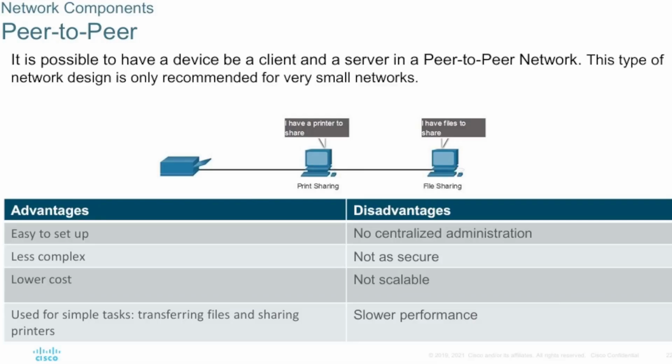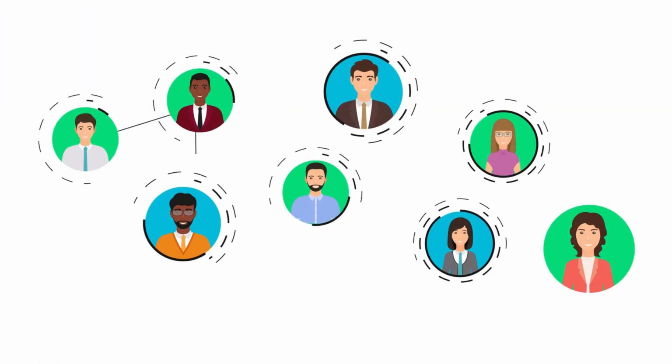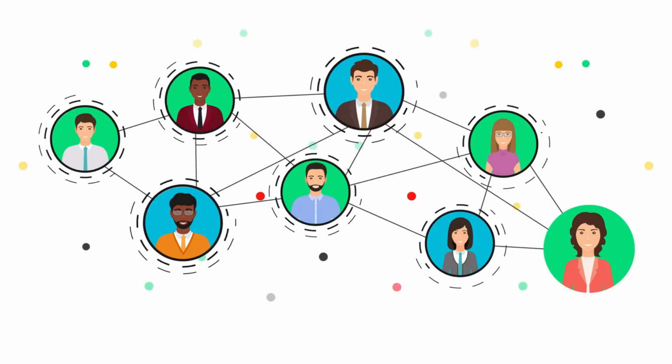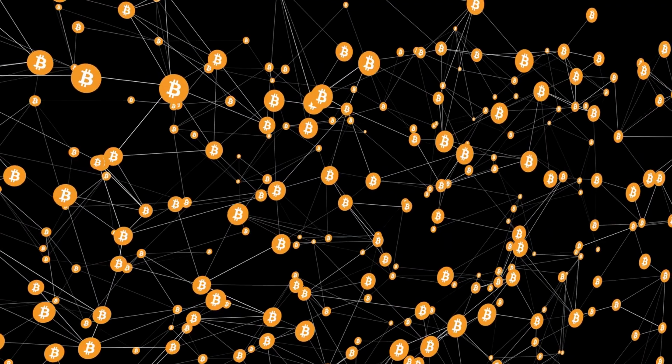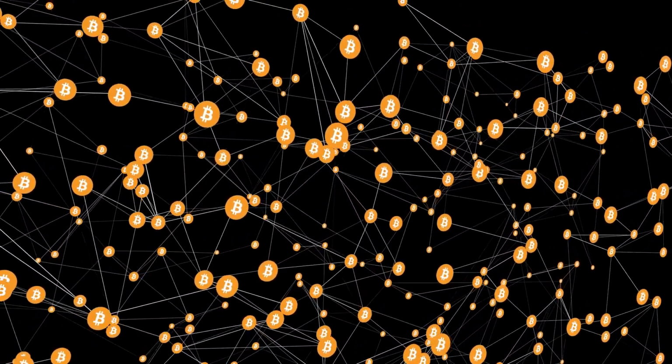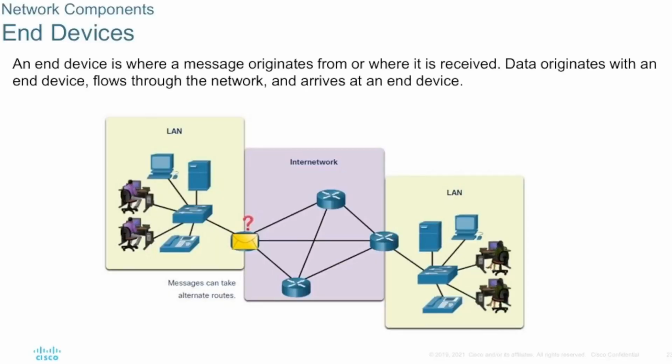In a peer-to-peer network, devices communicate and share resources directly with each other instead of relying on a dedicated server. This approach was once common in small home or office networks for sharing files and printers. While it's less common today, peer-to-peer remains important in specific areas, such as file-sharing applications and blockchain systems, where direct device-to-device communication is essential.